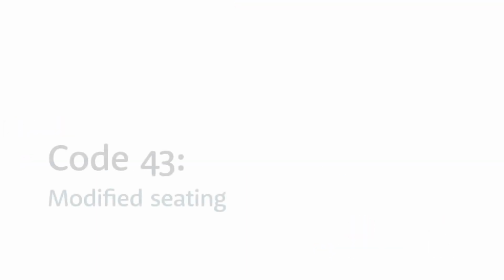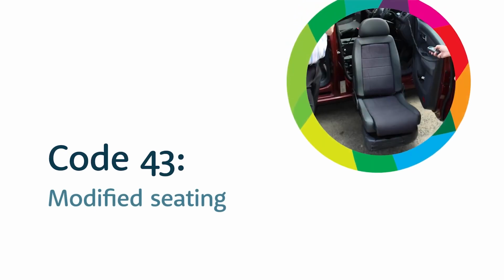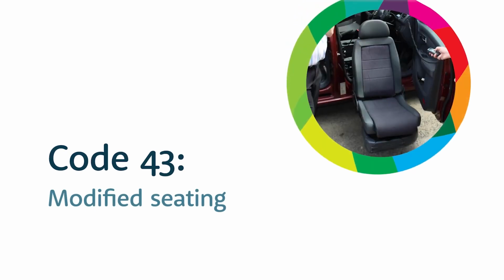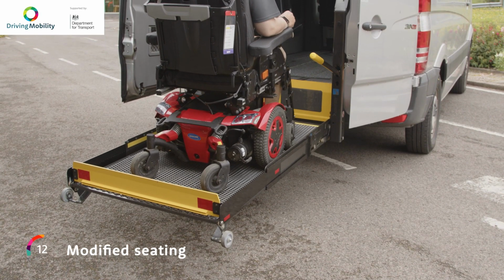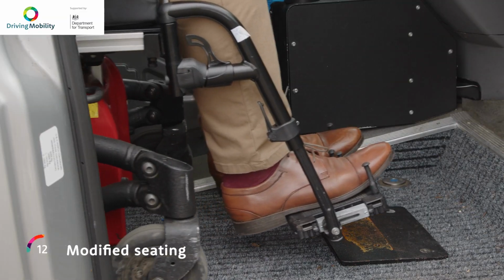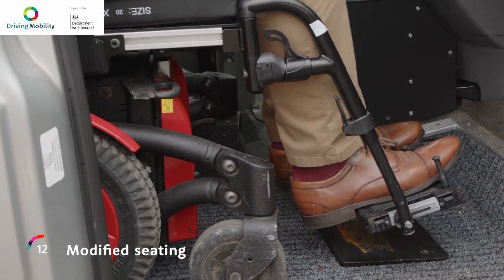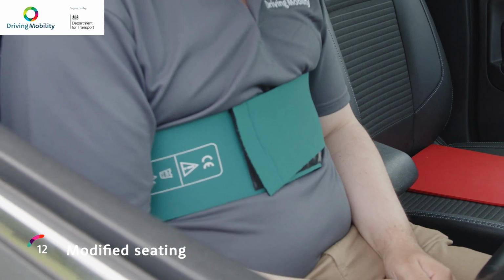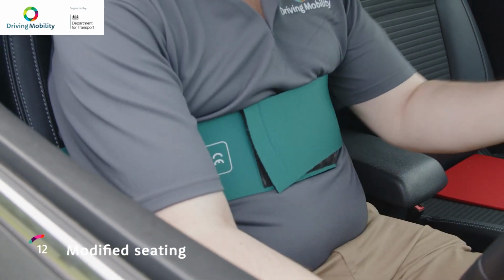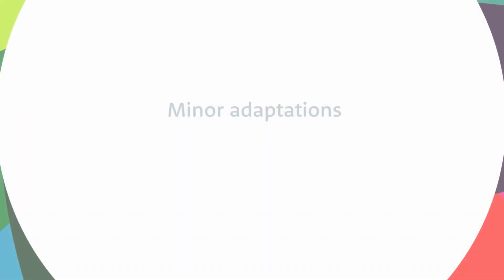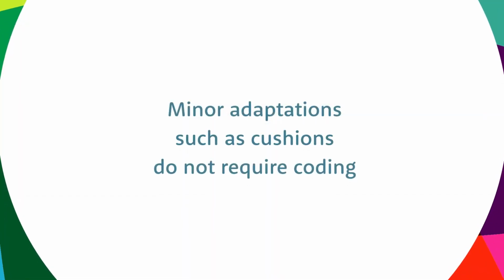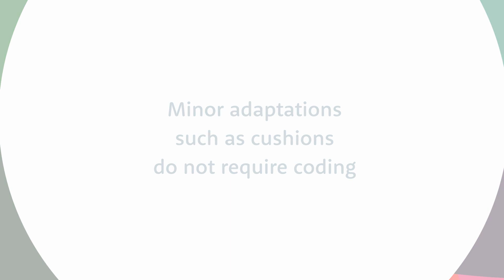Code 43, driver seating position. If significant modification to the seat height is needed, or if additional thoracic chest support is required to increase stability, this may require coding. Modification to the seatbelt or additional restraint systems, or providing additional support by fitting armrests would also require coding. Minor adaptations such as cushions would not require coding.